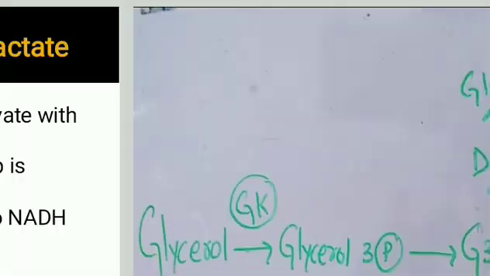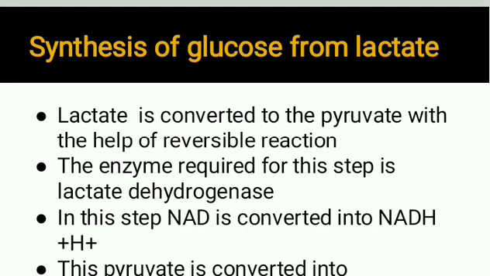I have added it in the slide. In the written form, lactate is converted to pyruvate with the help of a reversible reaction. The enzyme required for this step is lactate dehydrogenase. In this step, NAD is converted to NADH. Then pyruvate is converted to oxaloacetate, and oxaloacetate into PEP, that is phosphoenol pyruvate, and the remaining steps are repeated.